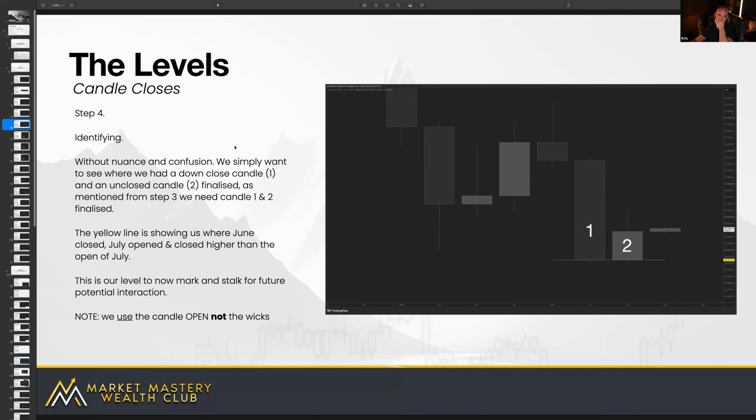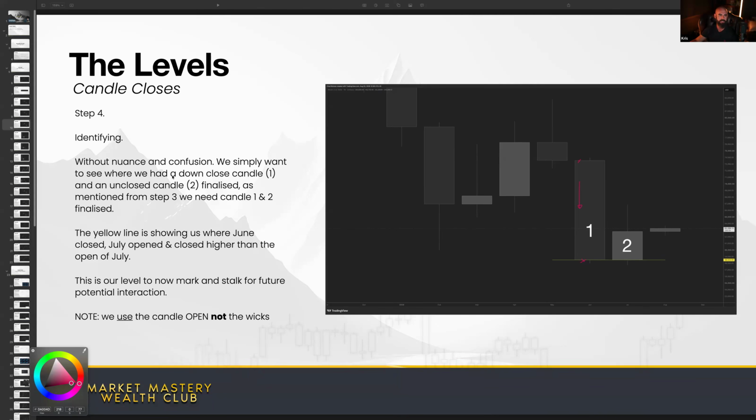So identifying, without nuance or confusion, we simply want to see where we had a down close candle, this candle here, okay, and it closed right here. Here's your monthly, opened here, moves down. So this is really elementary, but I just want to be really clear with it. I know a few of you will appreciate it. Some people will be like, get on with it.